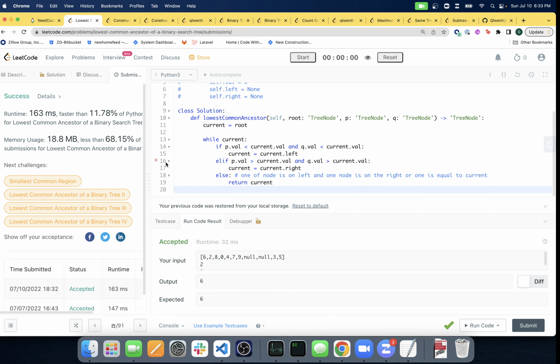And this algorithm runs in O of n time, because if all the nodes were left nodes or right nodes, you would have to keep traversing through. If it was a skew tree, you'd have to traverse through all the nodes, and it doesn't take any space. It's O of 1 space, because you only need a current pointer.